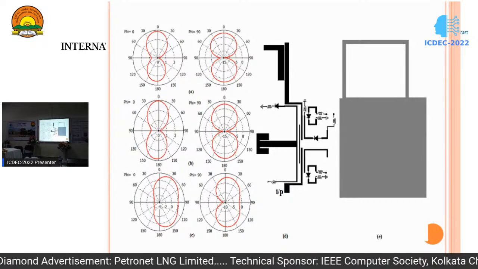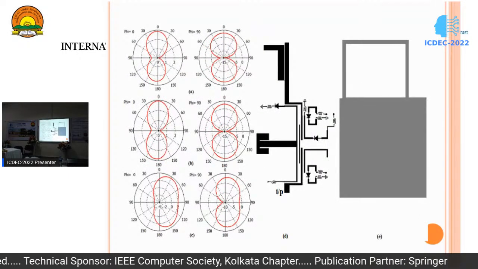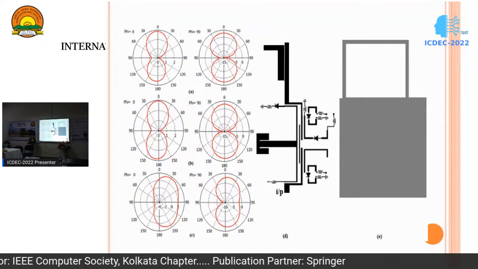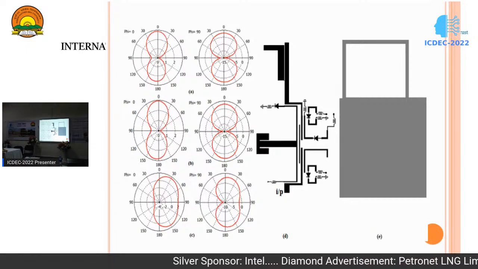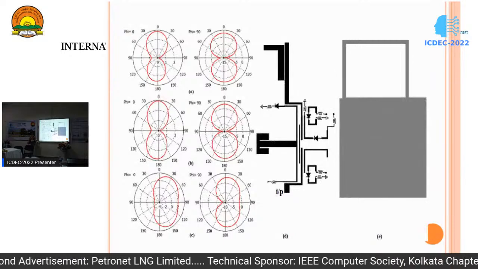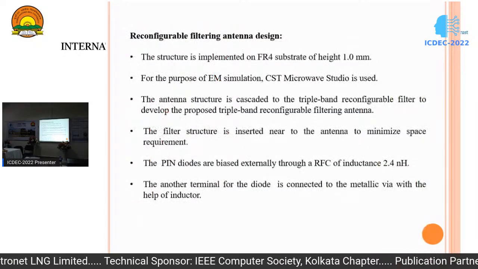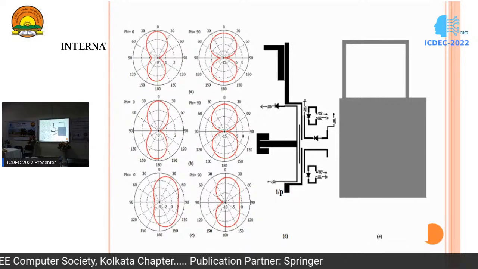So finally, we are simply cascading the proposed triple-band reconfigurable filter to the feeding line of the antenna. Here the shaded gray one is the bottom layer, which is the ground plane. Here the whole structure is used for the purpose of EM simulation. We are using CST Microwave Studio, and this structure is made up of a substrate of height 1 millimeter.